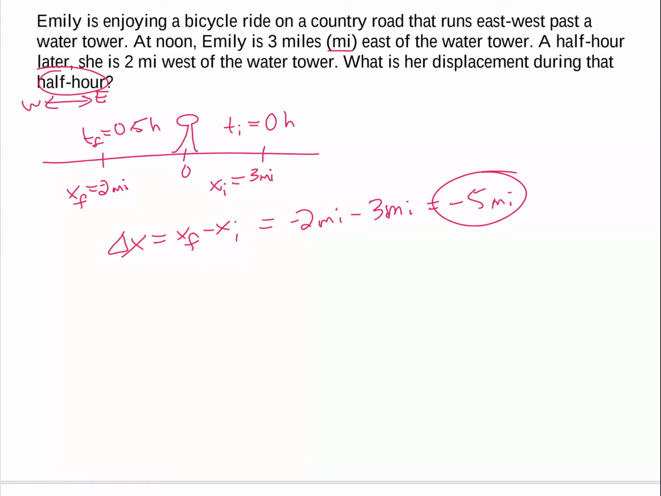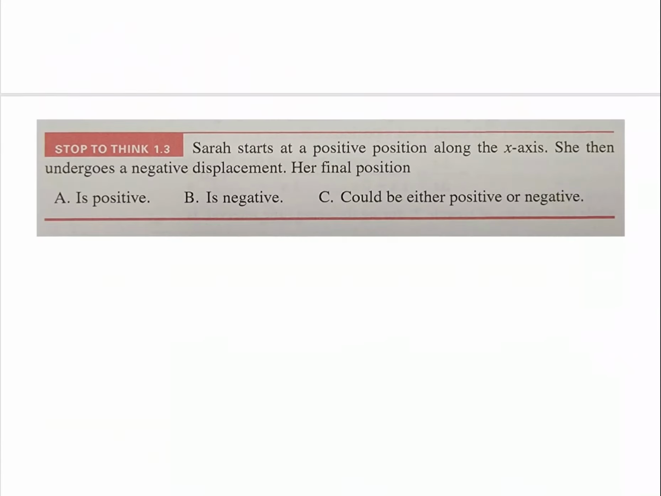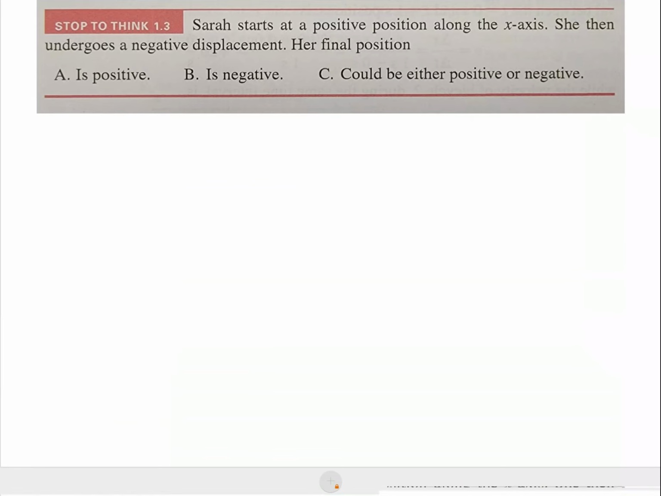Now this problem did not ask us anything about time. It just asked us about displacement. So all of the time stuff didn't matter at all. But putting it in the picture didn't hurt us. She's cooking. Going 5 miles in 30 minutes? That's 10 miles an hour.